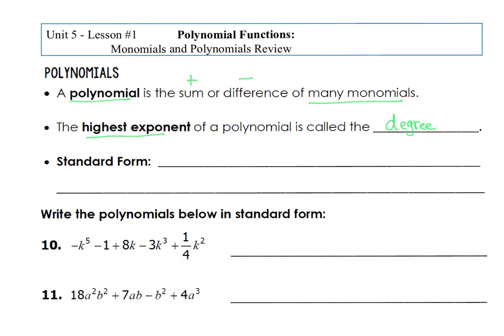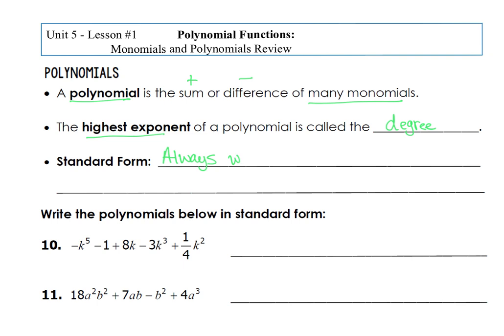So if the highest exponent is 5, it'd be a 5th degree polynomial. If the highest exponent is 3, it would be a cubic polynomial. And we'll talk more about that as we go on. Now, standard form. We always write polynomials with their exponents in descending order. So let's write that down.